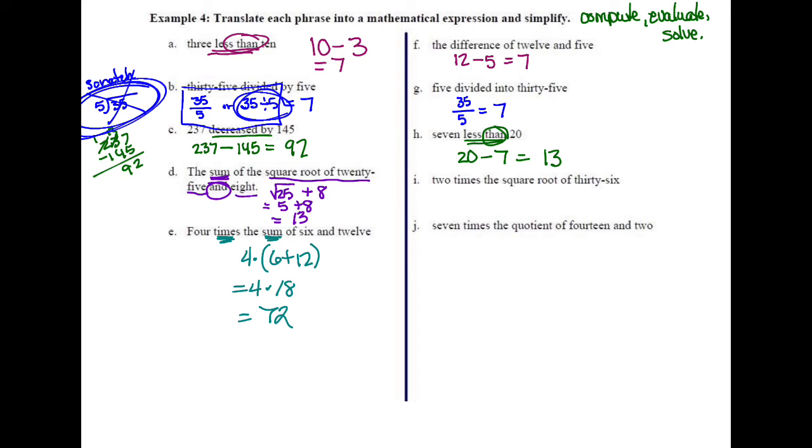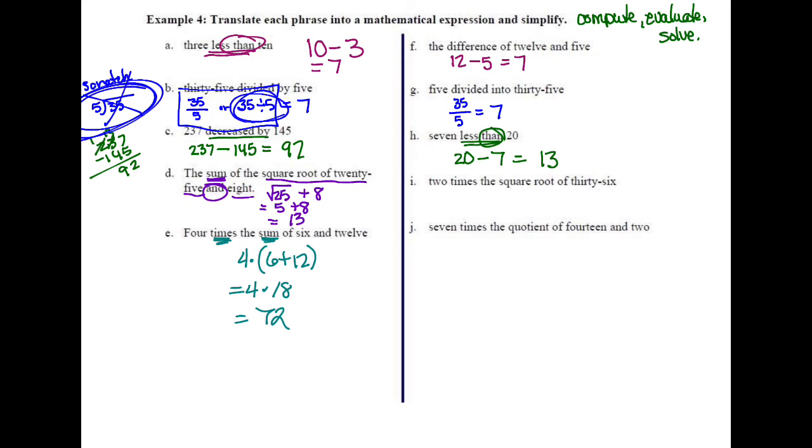Okay, I, 2 times the square root of 36. So 2 times the square root of 36. Now what number times itself is 36? That's 6, right? And then 2 times 6 is 12. I don't like working the problems across, but we don't have much space.